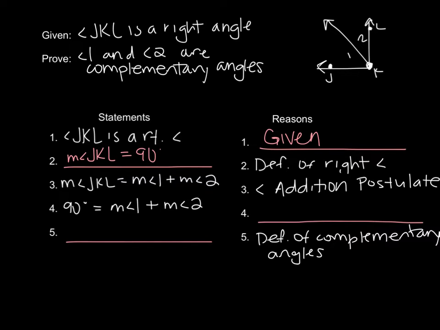Now we know that the measure of angle JKL is equal to the measure of angle 1 plus the measure of angle 2, and that's by the angle addition postulate. We also see that 90 degrees is equal to the measure of angle 1 plus the measure of angle 2. Well, how did we incorporate this idea here and this idea here? Well, I see right here that we have the measure of JKL. That means I can substitute 90 in for that. So that's just by substitution. All right, so now we know that by the definition of complementary angles, angle 1 and angle 2 are complementary.